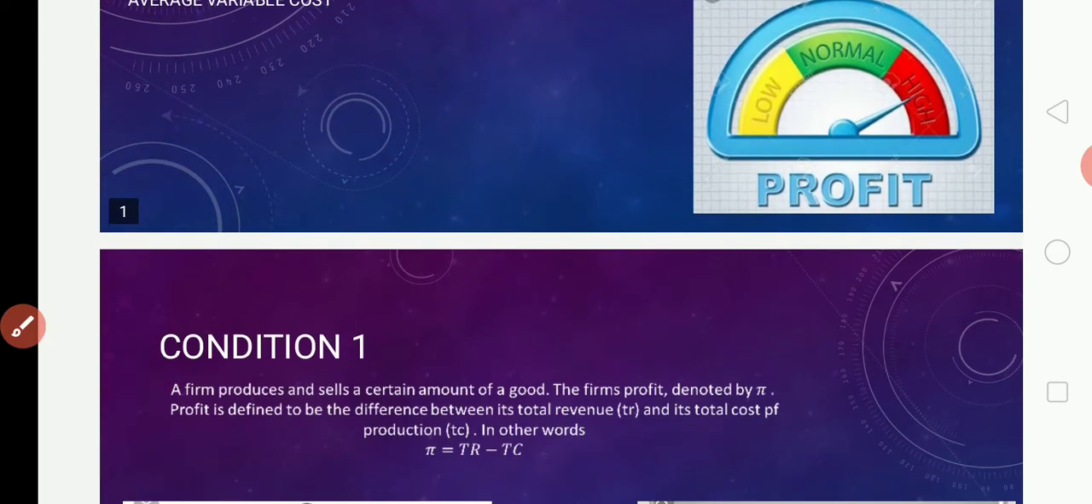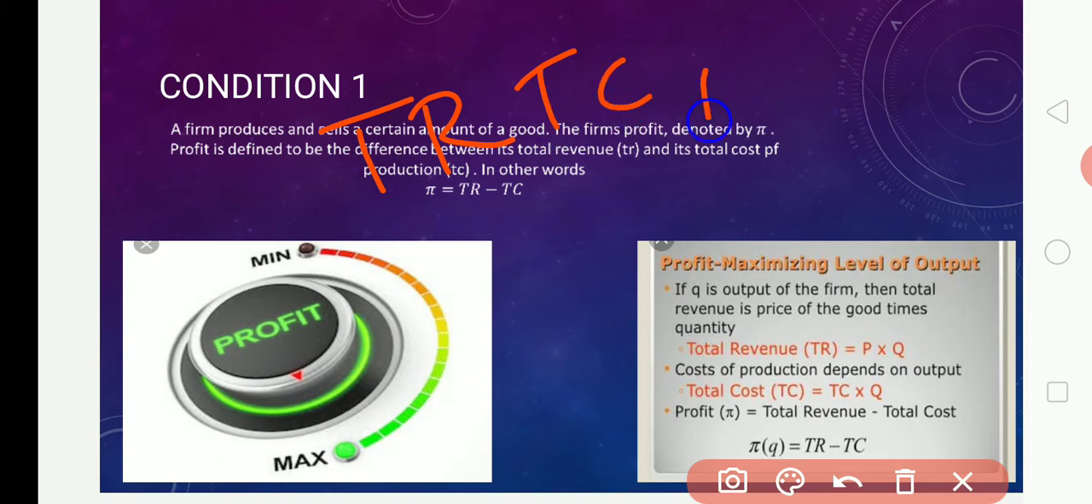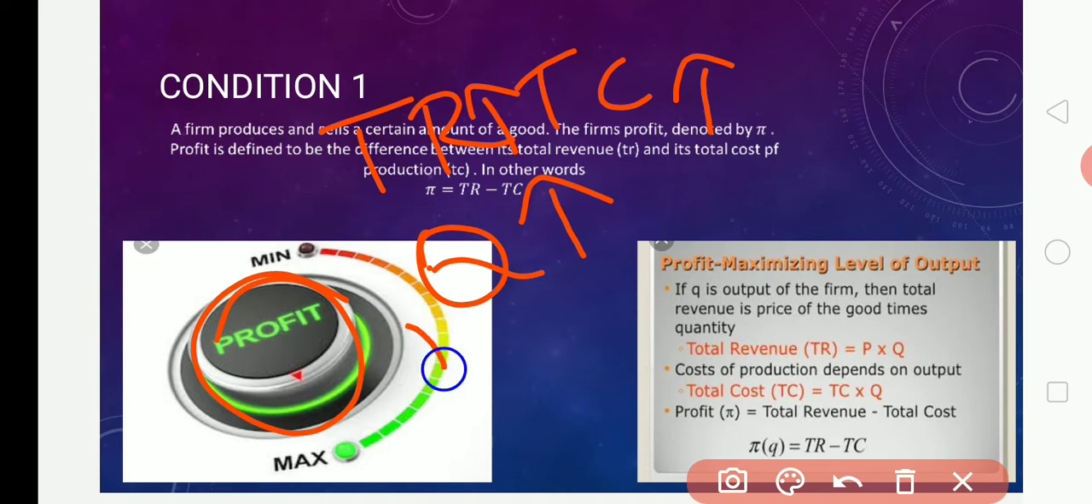Now first let us see condition number 1. Under condition 1, profits are the difference between the total revenue and the total cost. Both total revenue and total cost increase as output increases. Notice that as long as the change in the total revenue is greater than the change in total cost, profits will continue to increase. So as long as they increase, the profit also will be increasing.